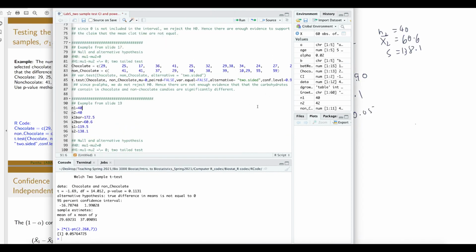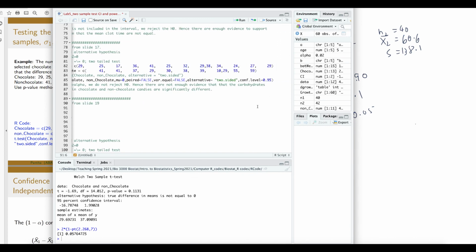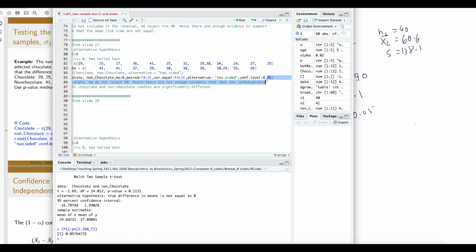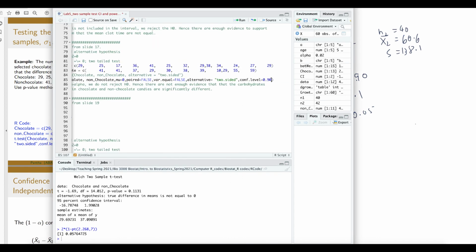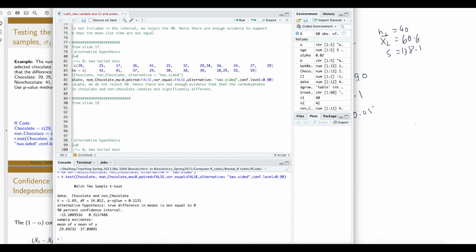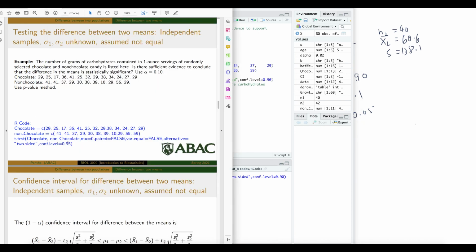Oh, by the way, I think I made a slight mistake here because the question is saying alpha is 0.10, but I took the confidence level as 95. It should be 0.90, right? If you run that, what do you get? You will still get the p-value of 0.1131. The p-value does not change here, but the confidence interval will be changed there. Okay. So see here, this code should be 0.90. I'm sorry about that.